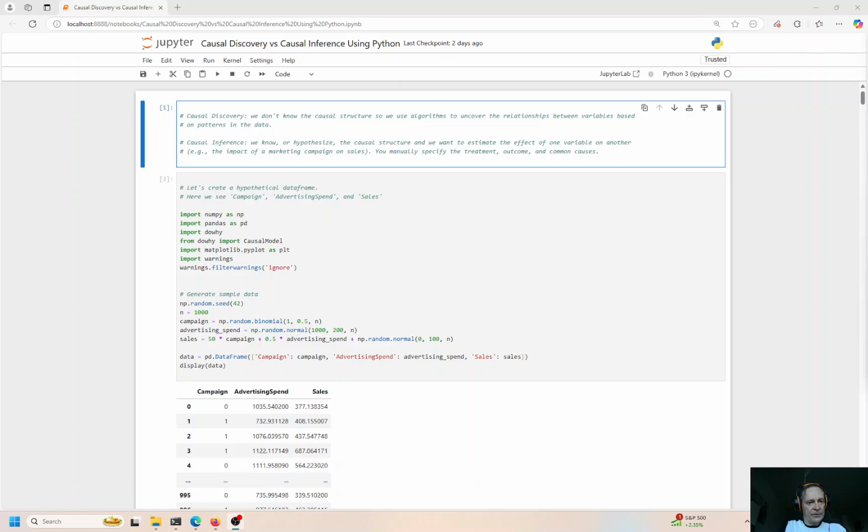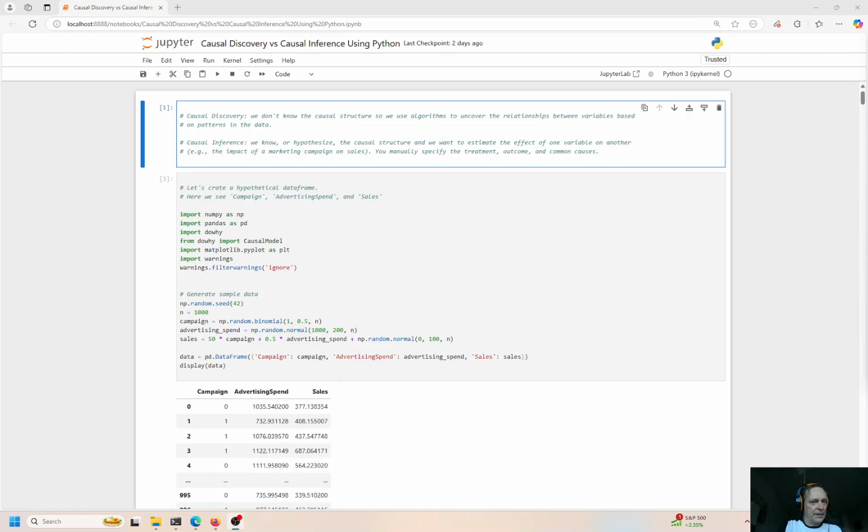And causal inference helps us to understand or hypothesize and better understand the causal structure, and we want to estimate the effect of one variable on another. So we want to look at the impact of perhaps a marketing campaign on sales. If we put more money into marketing, or which marketing campaign, A, B, C, D, E, F, W, X, Y, Z, what impact is that going to have on sales? So you actually specify the treatment, the outcome, and other common causes.